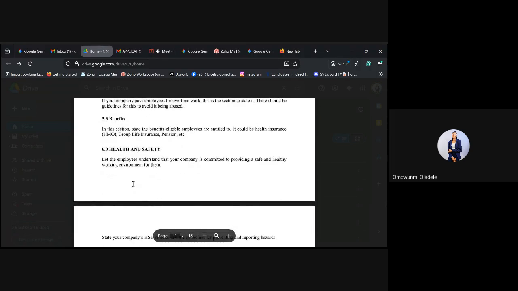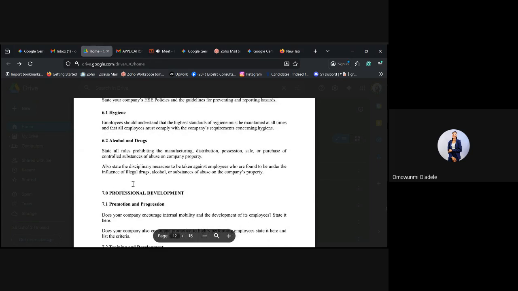Health and safety is also very, very important. What are the safety procedures within the organization? Is there a fire extinguisher in place? How do they operate this fire extinguisher? Is there anybody they need to call promptly in case of any hazard within the organization? These are things you need to take note of.